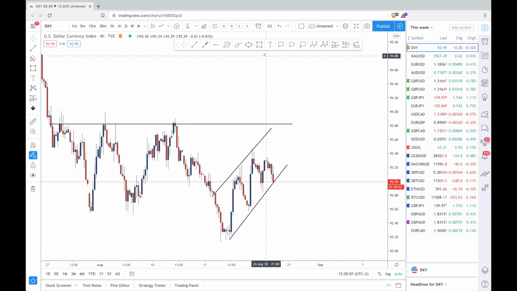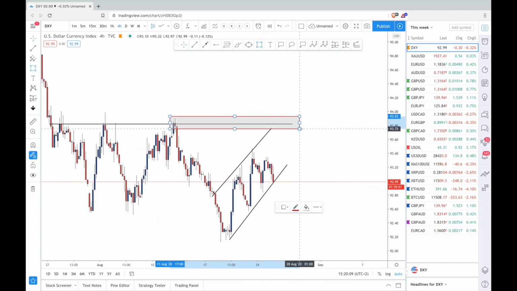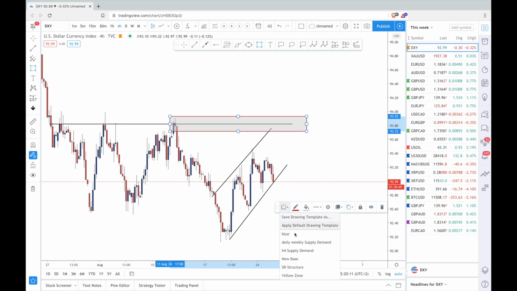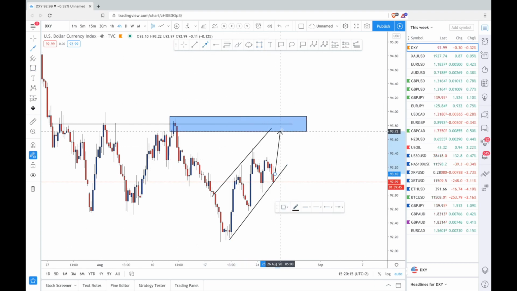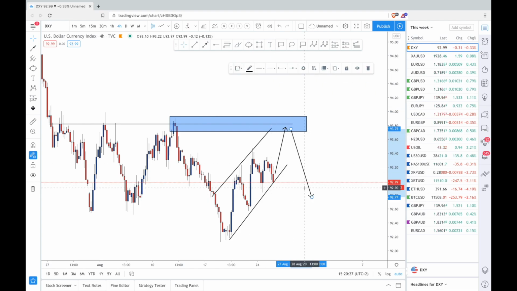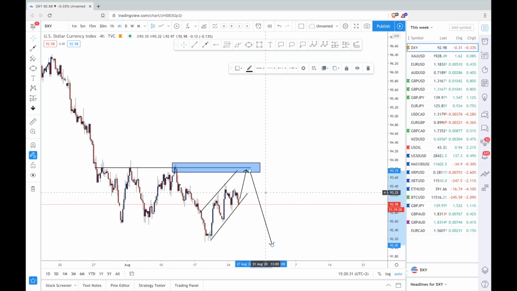But now let's map out some interesting levels, because this is one 4-hour supply zone, which is for me very interesting, because it is a possibility that the price is going to push up higher till this area, where we are going to look and monitor price action if we're going to respect this area before we're going to see this nice drop. And this nice drop is going to be then our continuation of the downtrend on the DXY.